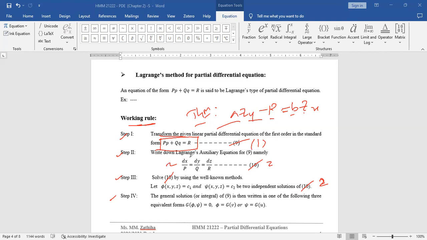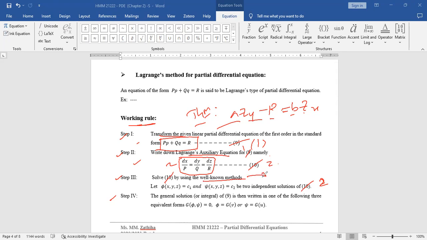Then write down the Lagrange's auxiliary equations of this one. So what is our Lagrange's auxiliary equation? As we know, dx over capital P equals dy over capital Q equals dz over R. Take that as the second equation. So far we have done step 1 and step 2.